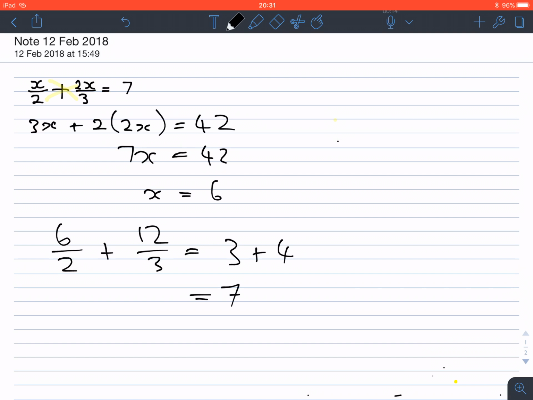So that's the proof then that your answer is correct. If your substitution at the bottom gives you this answer, which is 7, that's the same as the answer we started with, then we've proved that our algebraic solution x equals 6 is correct for this case.